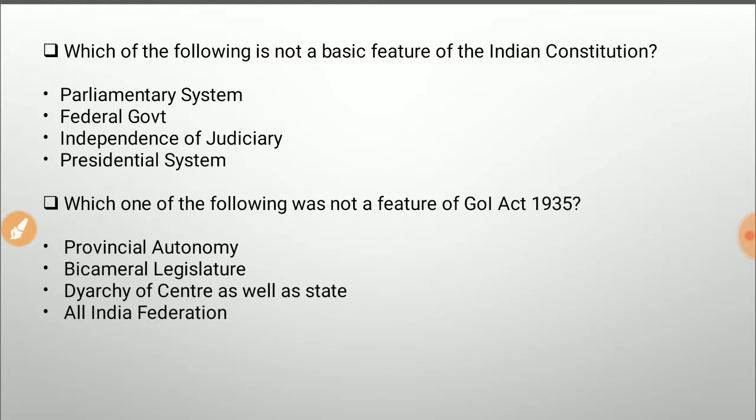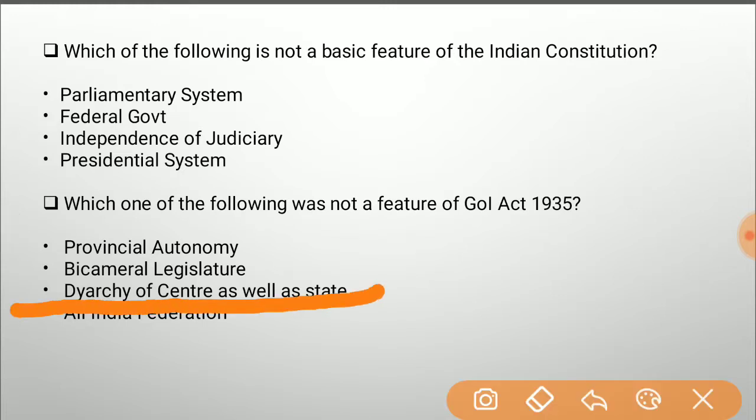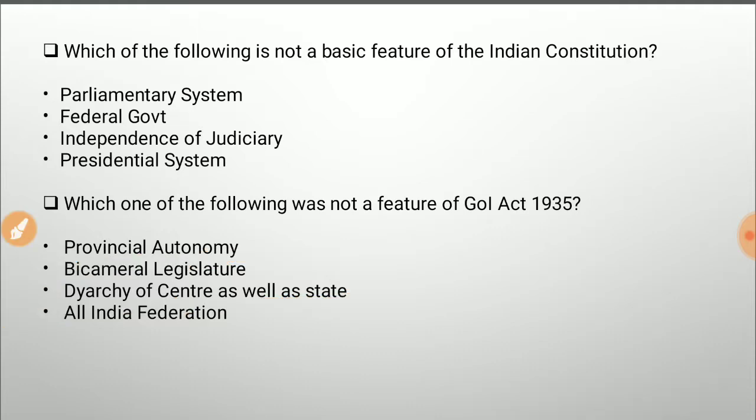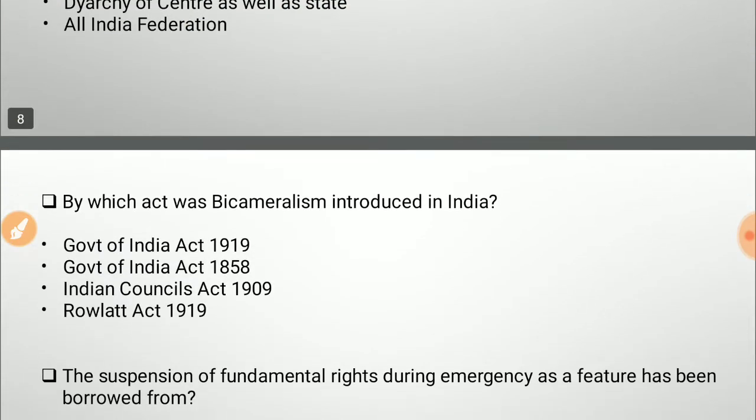Moving on, which one of the following was not a feature of the Government of India Act 1935? Options are provincial autonomy, bicameral legislature, diarchy of centre as well as state, all India federation. The correct answer is diarchy of centre as well as state. You cannot have dual government at the center as well as the state.